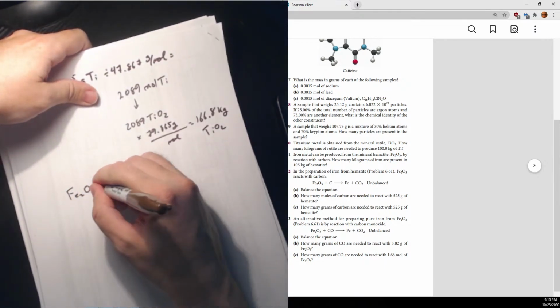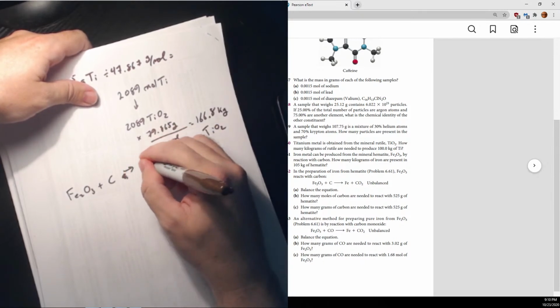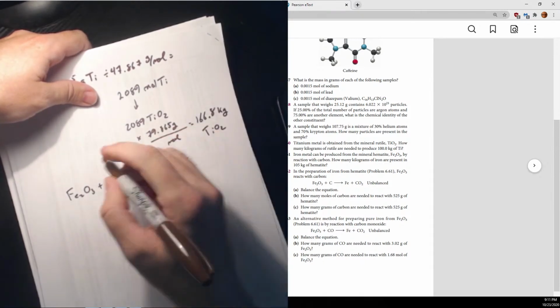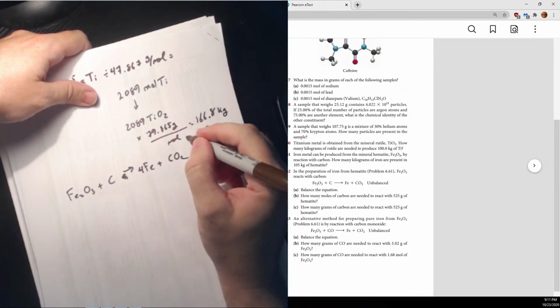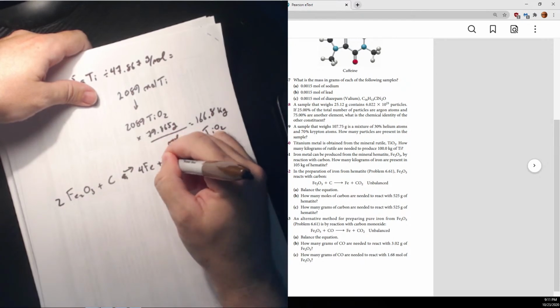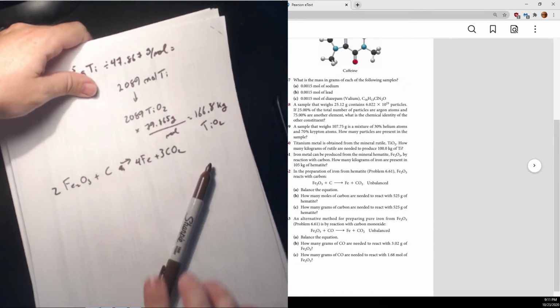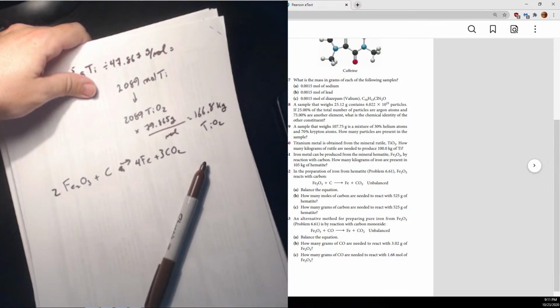4, 3, 2, 1, down the barrel of a gun. Keep your head way down. Four, 3, 2, 1. Okay. Balanced. How many moles of carbon are needed to react with 525 grams of hematite?